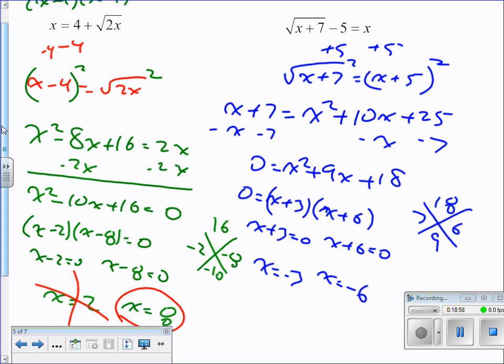So, for example, I take -3. -3 plus 7 is 4. Square root of 4 is 2. 2 minus 5 equals -3. That one's good. Put -6 in there. -6 plus 7 is 1. Square root of 1 is 1. 1 minus 5 is -4. No, doesn't work. Like I said, usually one does and one does not, but there's no guarantees.